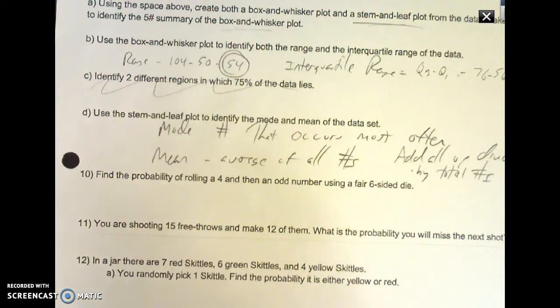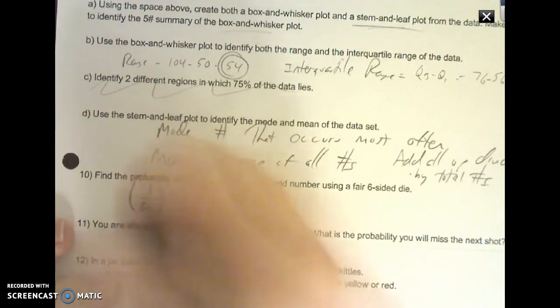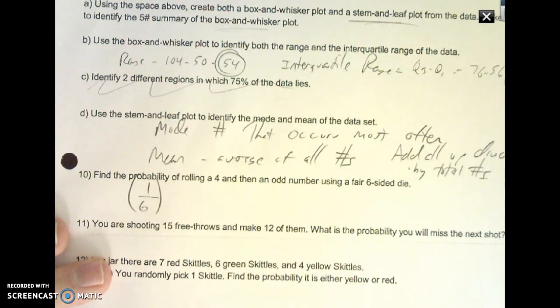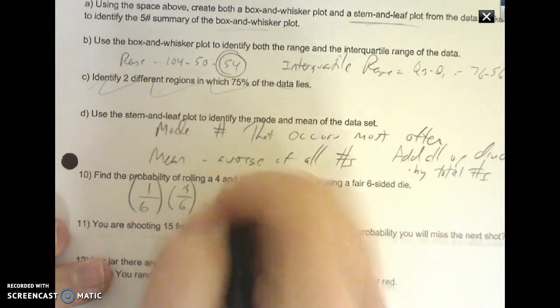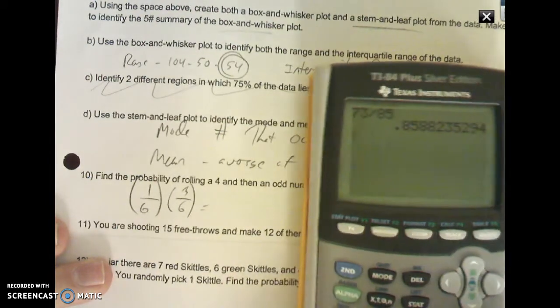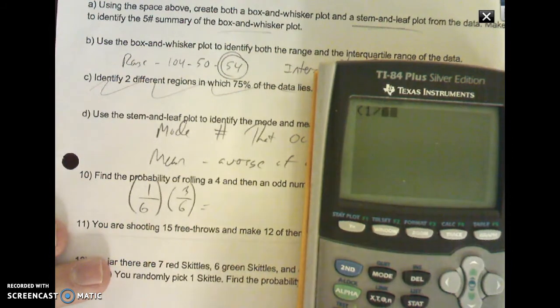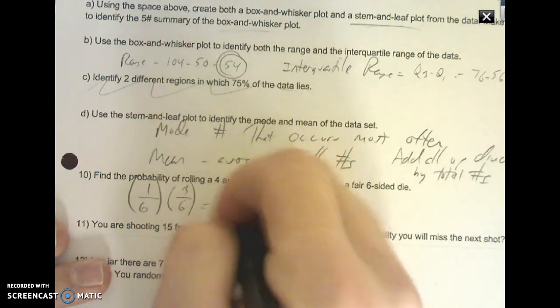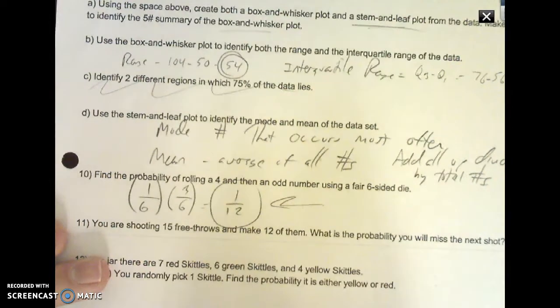Alright, moving on to your last few parts here. Number 10, find the probability of rolling a 4 and then an odd number using a fair 6-sided die. Alright, how many sides are there to a 6-sided die? 6, obviously. How many 4s are on there? Well, there's 1. So you have a 1 out of 6 chance of doing that. Now, an odd number, how many odd numbers are on a 6-sided die? Well, there are 3 of them, 3 out of 6. So all we're going to do here is take a calculator and multiply these. Now, I don't want a decimal like that. What I want you to do is hit math, enter, enter, 1 out of 12. Okay, so that's my probability of doing that.